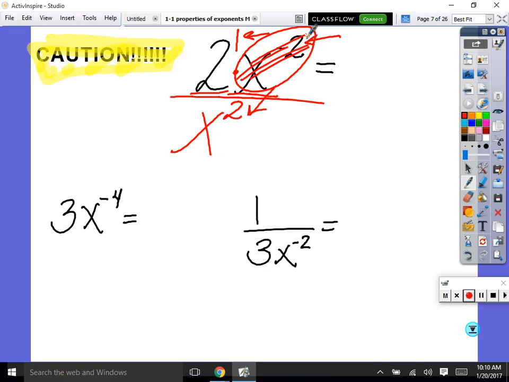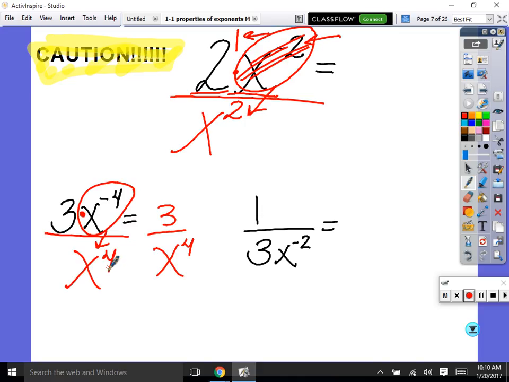Okay, what about this one? Is 3 connected? No, it's 3 times x to the negative 4. So we only take this piece and flip it. Right? Are you understanding back here in the middle? Okay? So we have a 3 on top and on bottom x to the 4th, right? We flipped it. It became positive. So do you see how I wrote it like that?